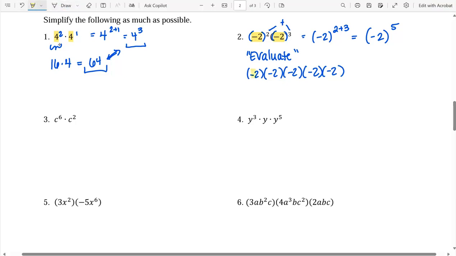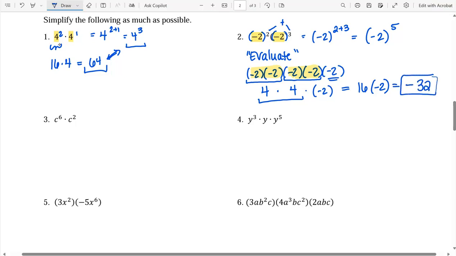When we originally talked about exponents, we just kind of grouped them up and multiplied. So these two, negative times negative is a positive 4. These two, negative times negative is a positive 4. And I have one more negative 2 hanging around. Then I multiply again. 4 times 4 is 16, times that last negative 2 would be negative 32.